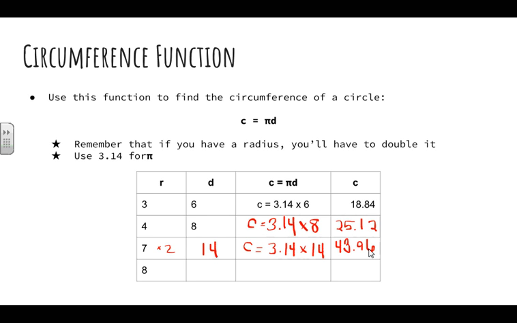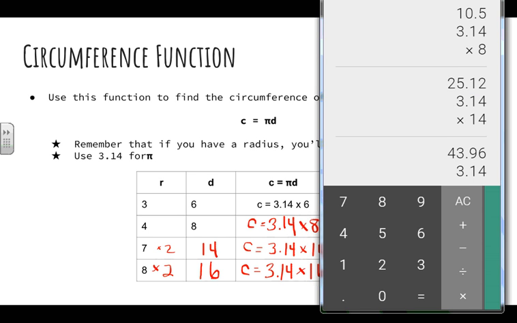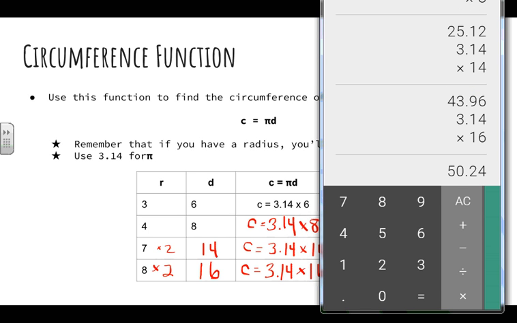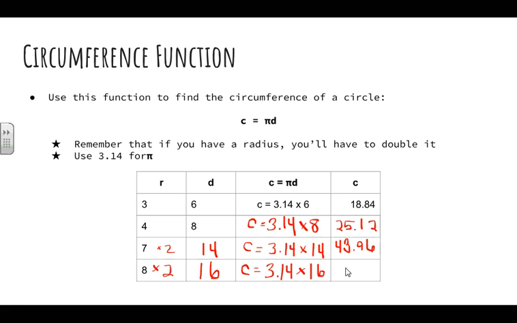Here I have a circle with a radius of 8. If I multiply that by 2, I'll get a diameter of 16. Plug that into my formula, 3.14 times 16. I will get a circumference of 50.24. Easy, right?